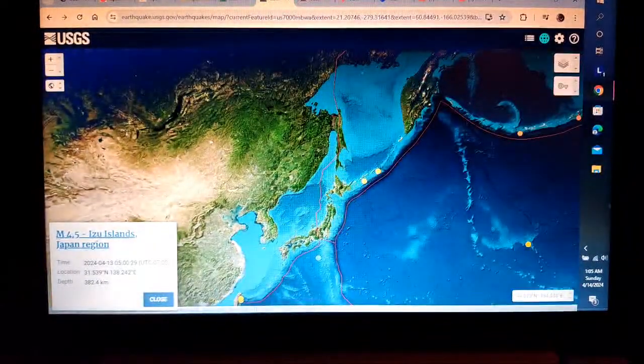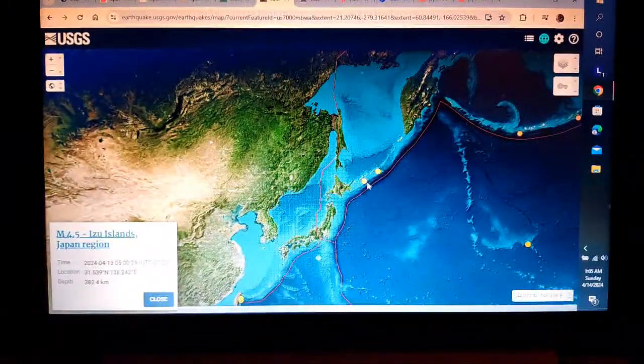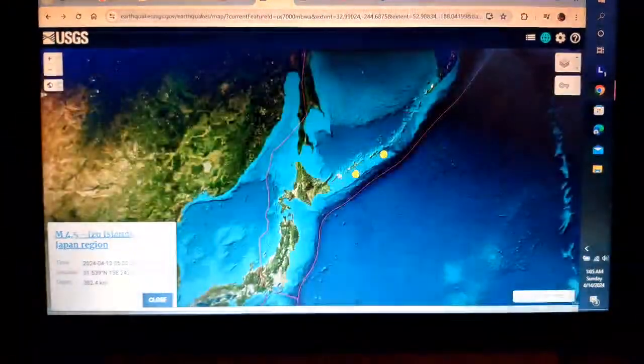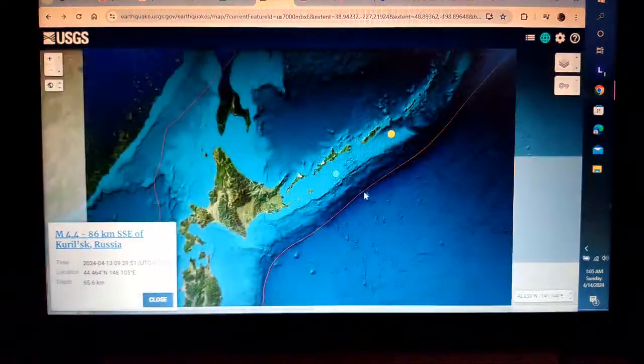Now, here's our patch of warm water in this region right here off of Japan, and now we're seeing quakes just north of it here. This is a region I haven't seen quakes in quite a while. 4.2 down at 116 and a 4.4 down at 65. This is relieving some of that pressure that's built up right down below here. Okay, we're seeing earthquake activity. This isn't on the plate boundary either.